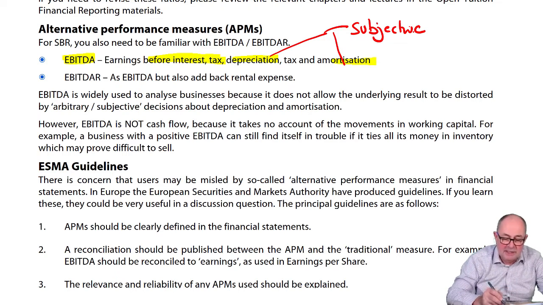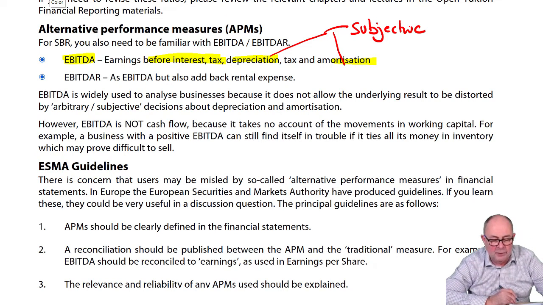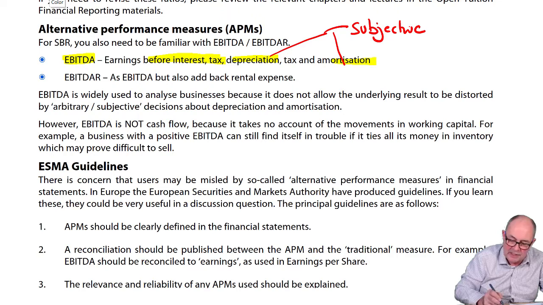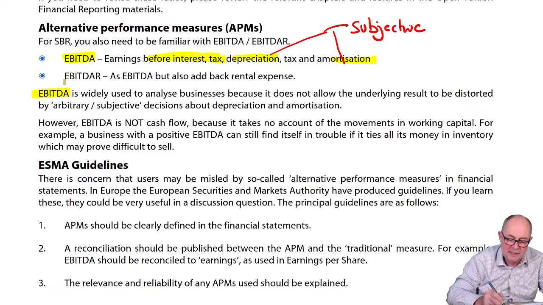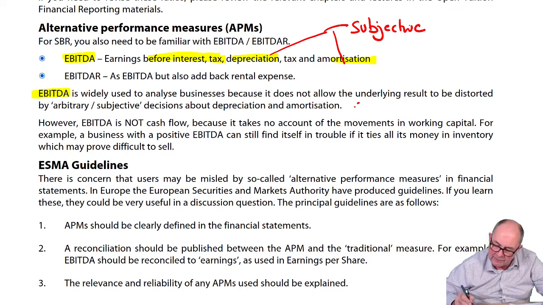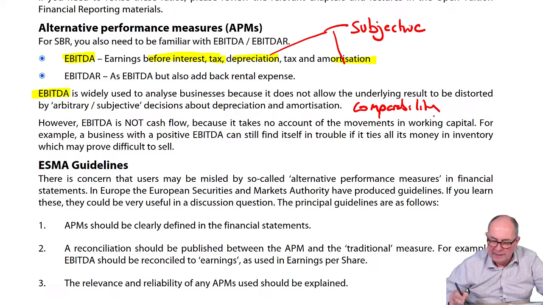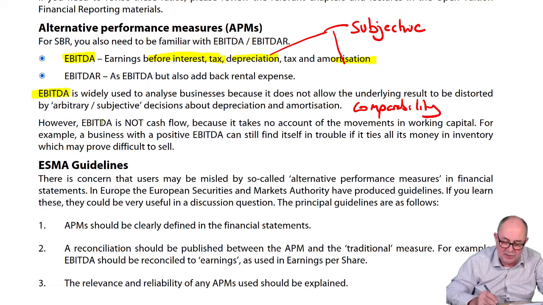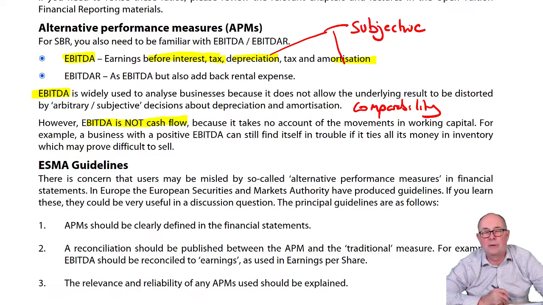So EBITDA may help with comparability. That's a possibility. So it may assist with comparability, but it does lead to confusion because it's not cash flow. So if you want to know the money they've got, as you know, you look at the cash flow statement.